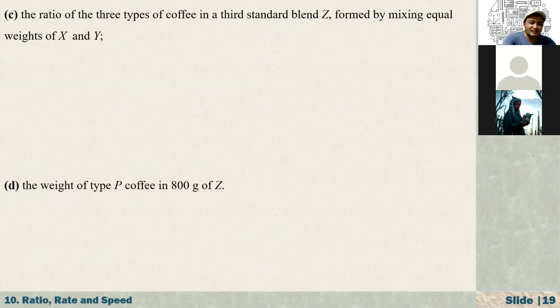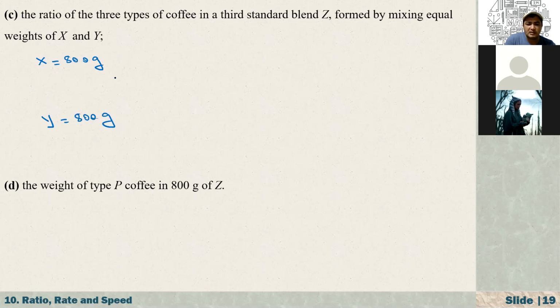Continue. The third part says: calculate the ratio of the 3 types of coffee in a third standard blend, Z, formed by mixing equal weights of X and Y. Since we are talking about the ratio, how much it is doesn't matter. The important thing is that the amounts should be the same. Suppose we have X, which is 800 grams, and Y, also 800 grams. They are equal amounts.